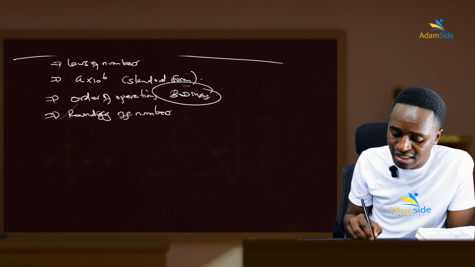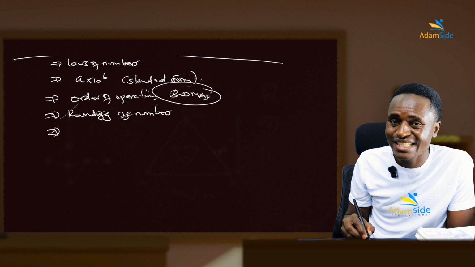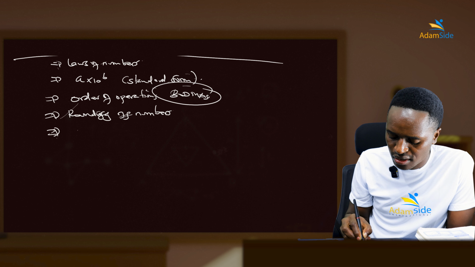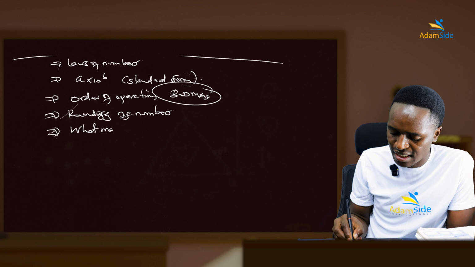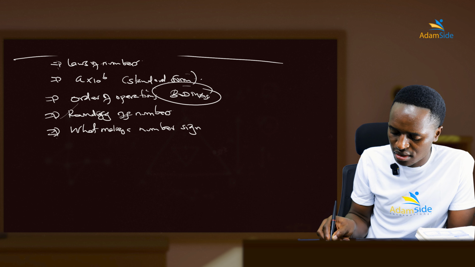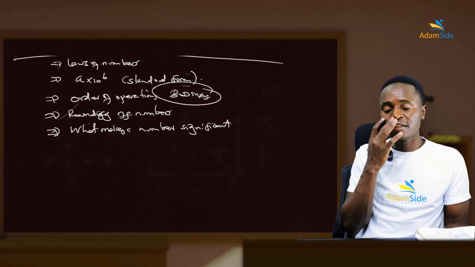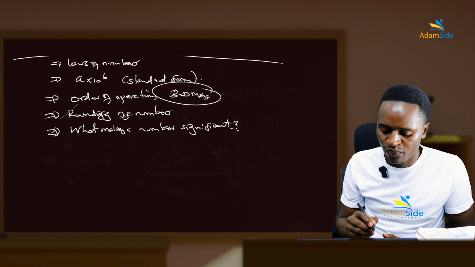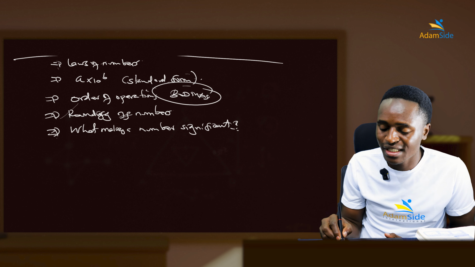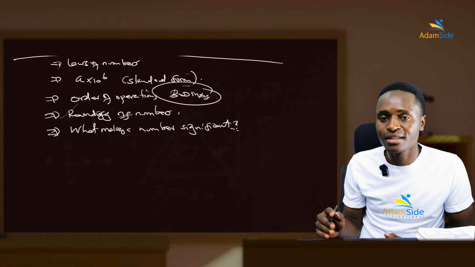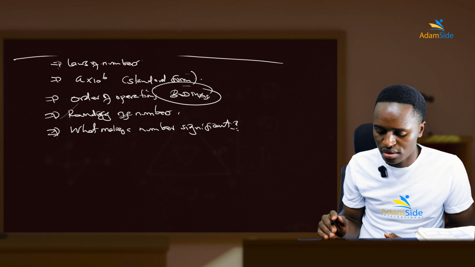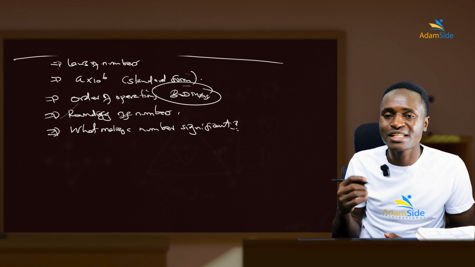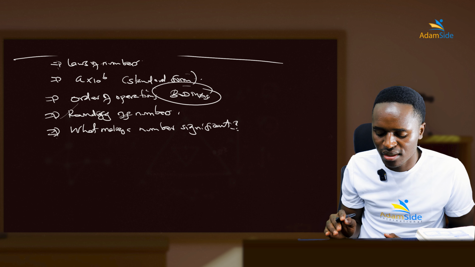And then you also need to know about significance. What makes a number significant? That's also important. Rounding of numbers is very important: to the nearest digits, nearest 10, 100, 1,000, thousands, hundreds, tens. What makes a number significant? That is also very important.